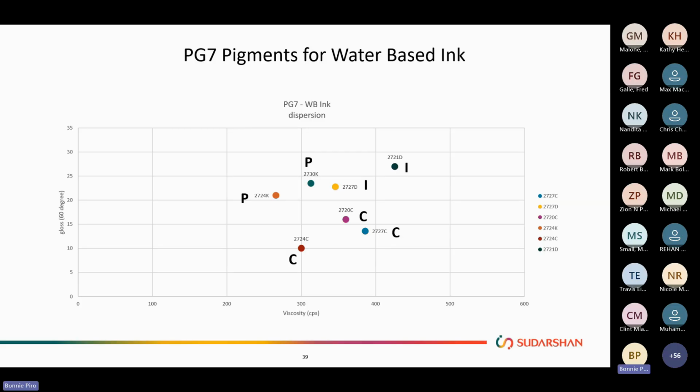If we look over to Pigment Green 7 in water-based ink, these are all a variety of finishing techniques on Green 7 and how it impacts both viscosity and gloss. So this is a nice scatter shot of a variety of options depending on how the pigment is finished.